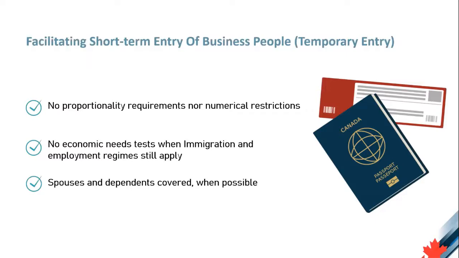We cannot let more Canadians come to work in our country. There's nothing like that would happen. And when you need to send somebody over to do long-term, short-term, or mid-term work, there's no economic needs test when immigration and employment rules still apply. They cannot say, oh, we have many of those kinds of talents, so we cannot allow Canadians to come in. They can't do that.